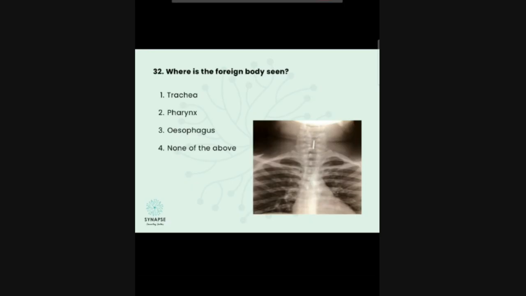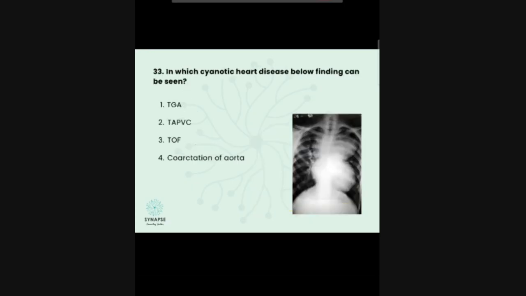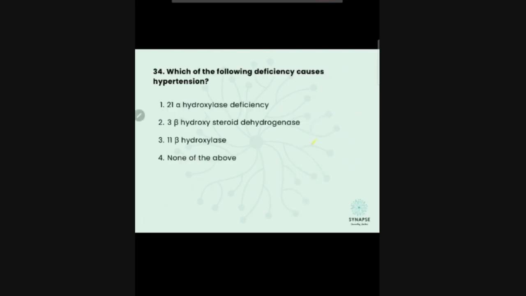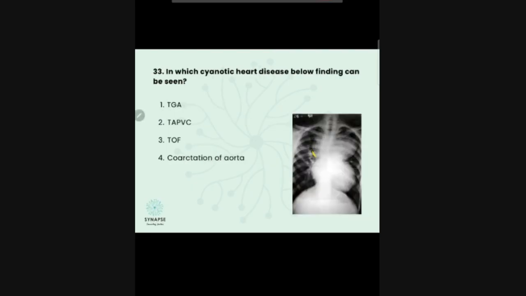So here the answer is trachea. Next, in which cyanotic heart disease can the below finding be seen? What is the finding here? Figure of 8 appearance. So figure of 8 appearance I get in TAPVC.